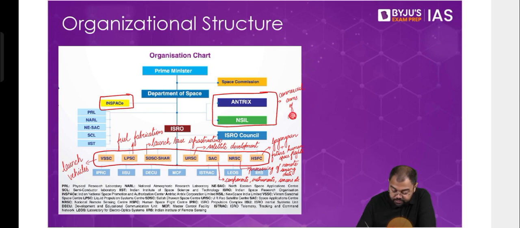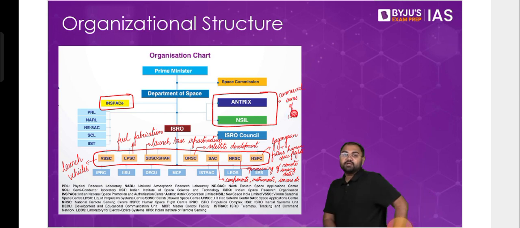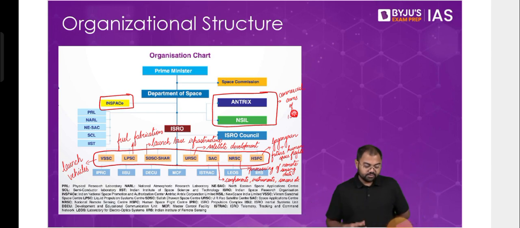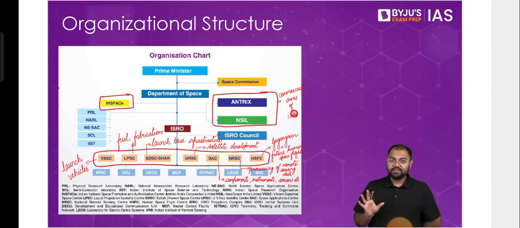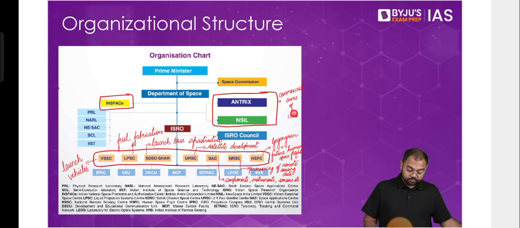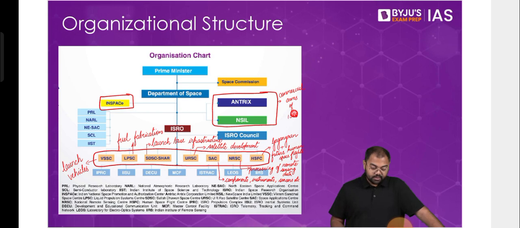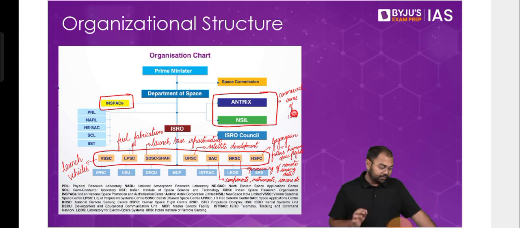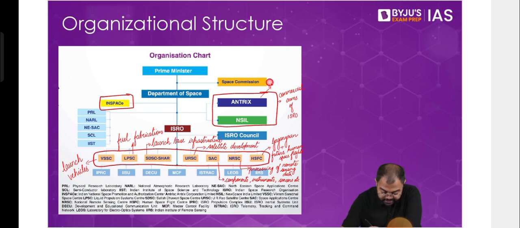Why commercial arms? Because anything with regards to marketing, revenue generation, sales, or anything related to the commercial aspects of the launch will be looked after by these two organizations. Out of these two, Antrix has been here for almost 20 years. But NSIL is a new addition, formed just a few years back in 2019. When NSIL was added as a commercial arm of ISRO, questions were raised: if we already have Antrix, why do you need NSIL? There was some controversy around it, and the government answered this question in the parliament. What the government said is that Antrix is supply based, and NSIL will be demand based.